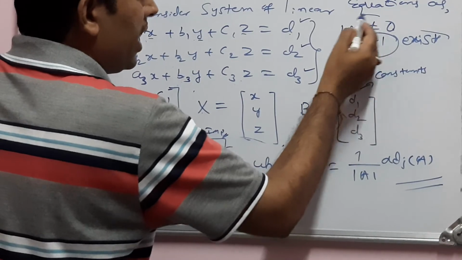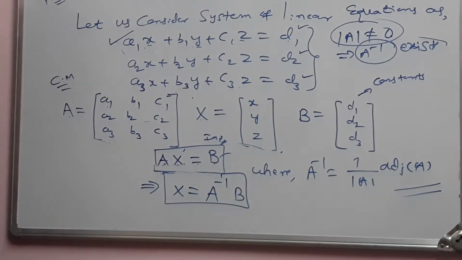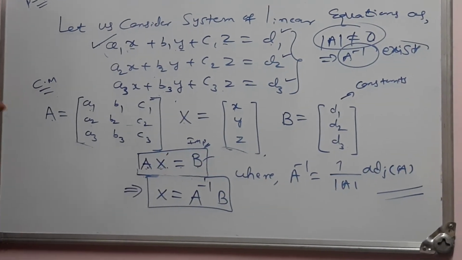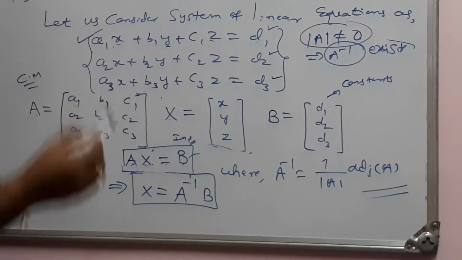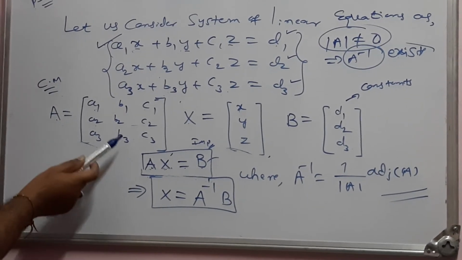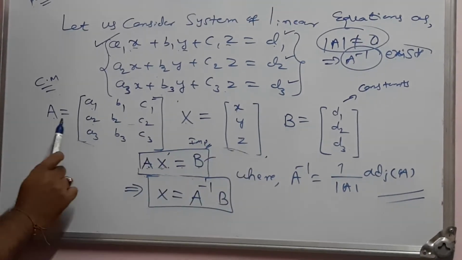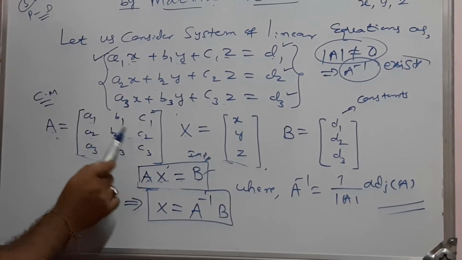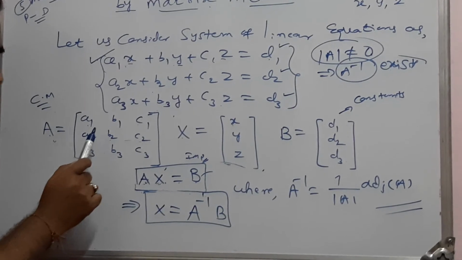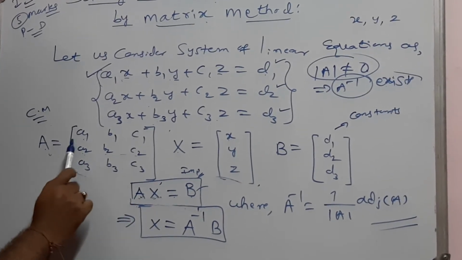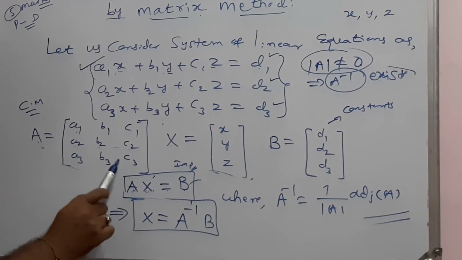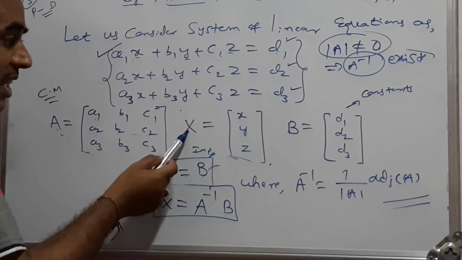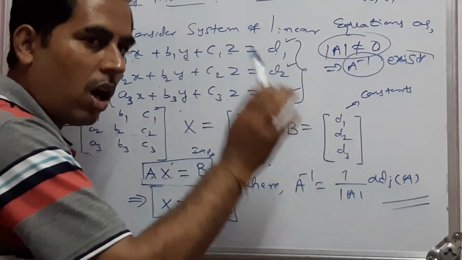Here two cases: determinant of A not equal to 0 means A inverse exists, then you can find out the values of unknowns. So the important points are, if three equations in three unknowns are given, then the equations can be written in the form of matrices. One is the coefficient matrix, which contains the coefficients A1, B1, C1, A2, B2, C2, A3, B3, C3. These are the coefficients of the first equation in the first row, the second equation in the second row, and the third equation in the third row. So it is called a coefficient matrix where these are real numbers. X is a matrix of unknowns, B is a matrix of constants.